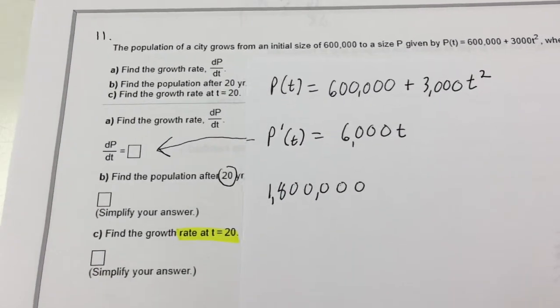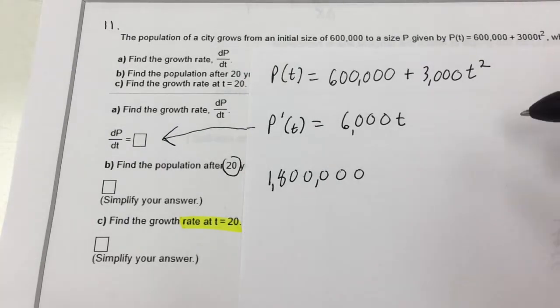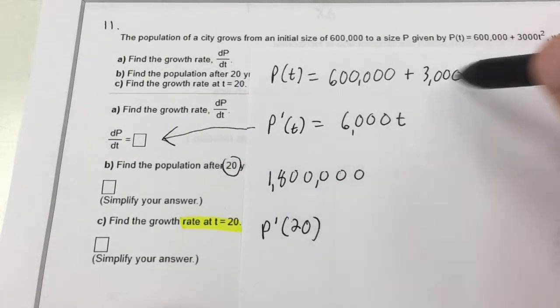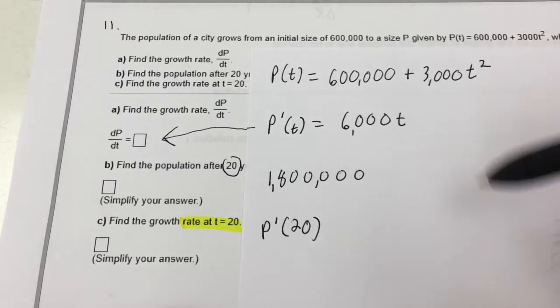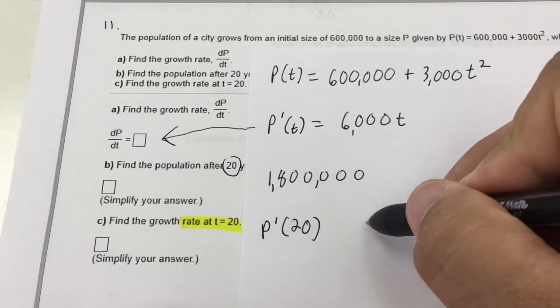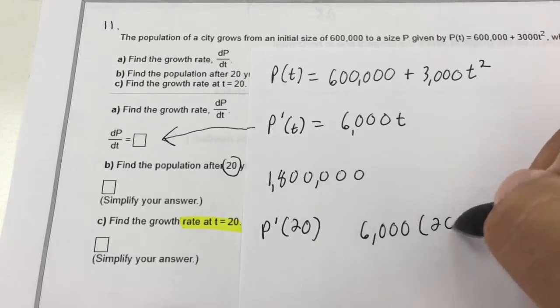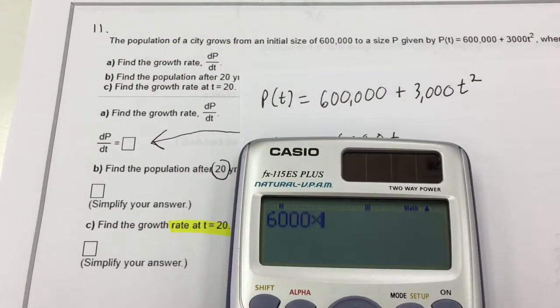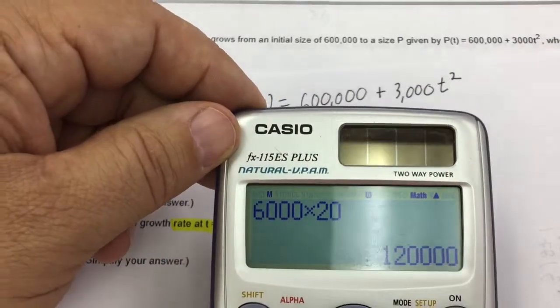Now there's two ways to do the last part. I could either take the 20 and plug it into my derivative, that would be p prime of 20, or I can use the calculator and throw 20 into the original using the ddx button. I'm going to take the 20 and throw it into t. So it's going to be 6,000 times 20. So I get a 12 with 4 zeros.